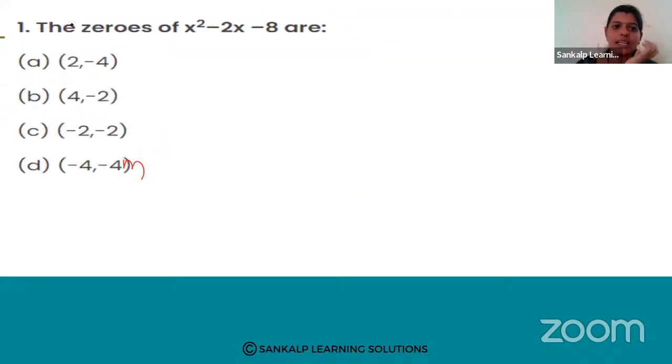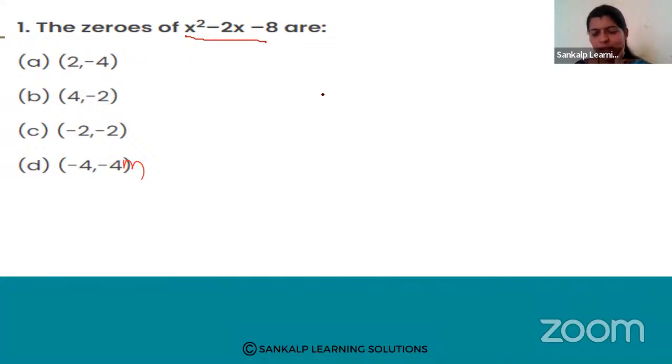Okay. Next. Zeros of x square minus 2x minus 8 are. You must solve this and tell me. So it is a quadratic polynomial. If it is a quadratic polynomial, then we can do the factorization method. Do the factorization method and tell me the answer.